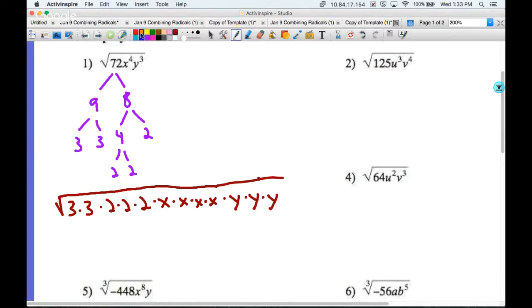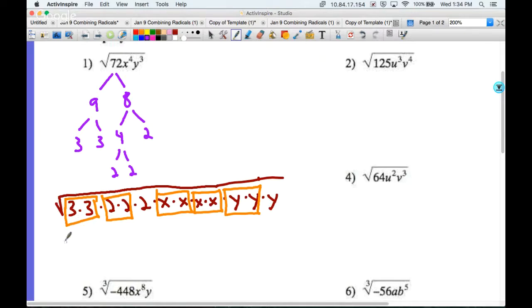Now to leave, the rule is if it's a square root, you need to leave in groups of 2. Likewise, if it's a cube root, you need to leave in groups of 3. So let me group together as many groups of 2 of identical things as I can. And the reason I can do this is now I can express this 3 times 3 as 3 squared. The square cancels the square root, and a 3 emerges.